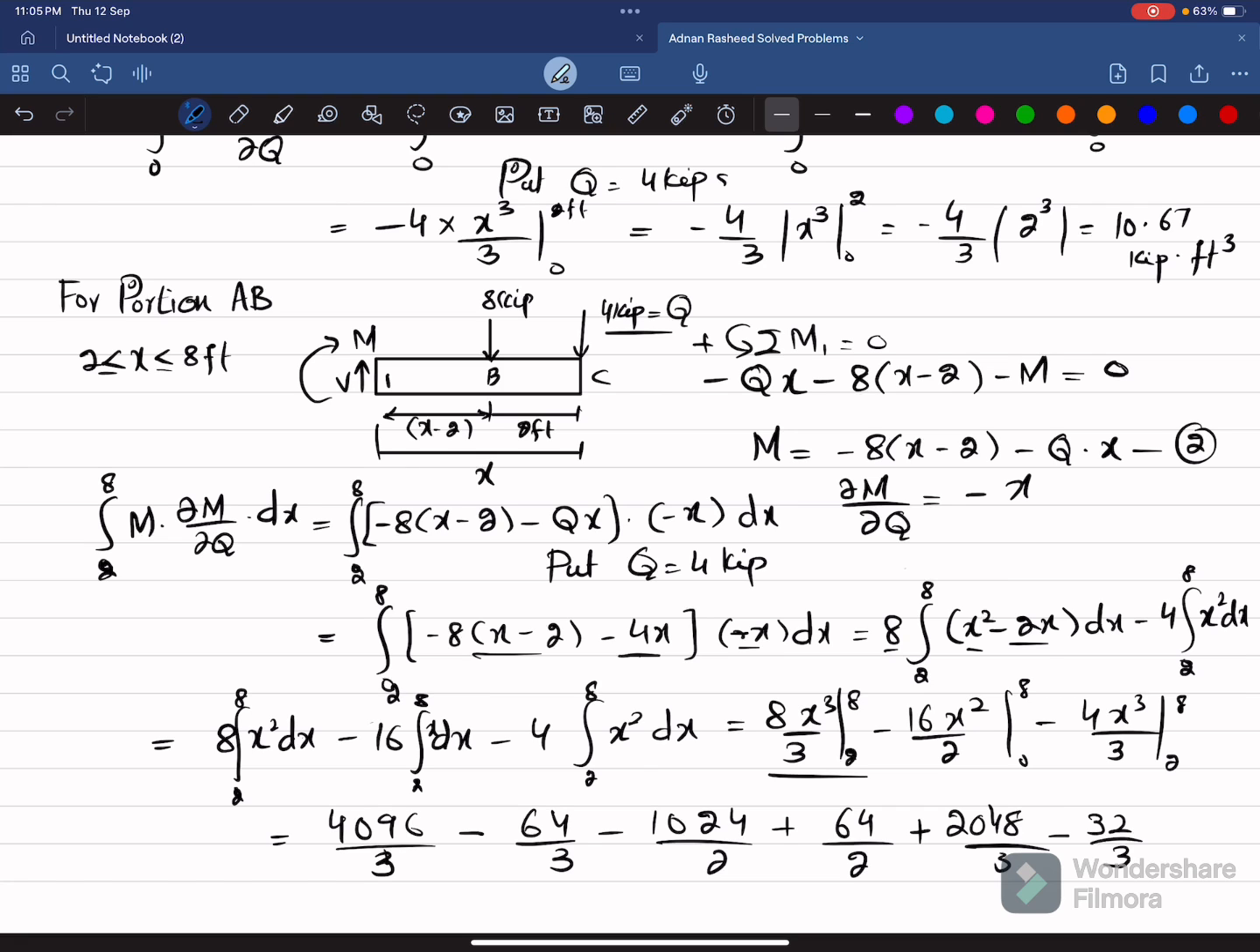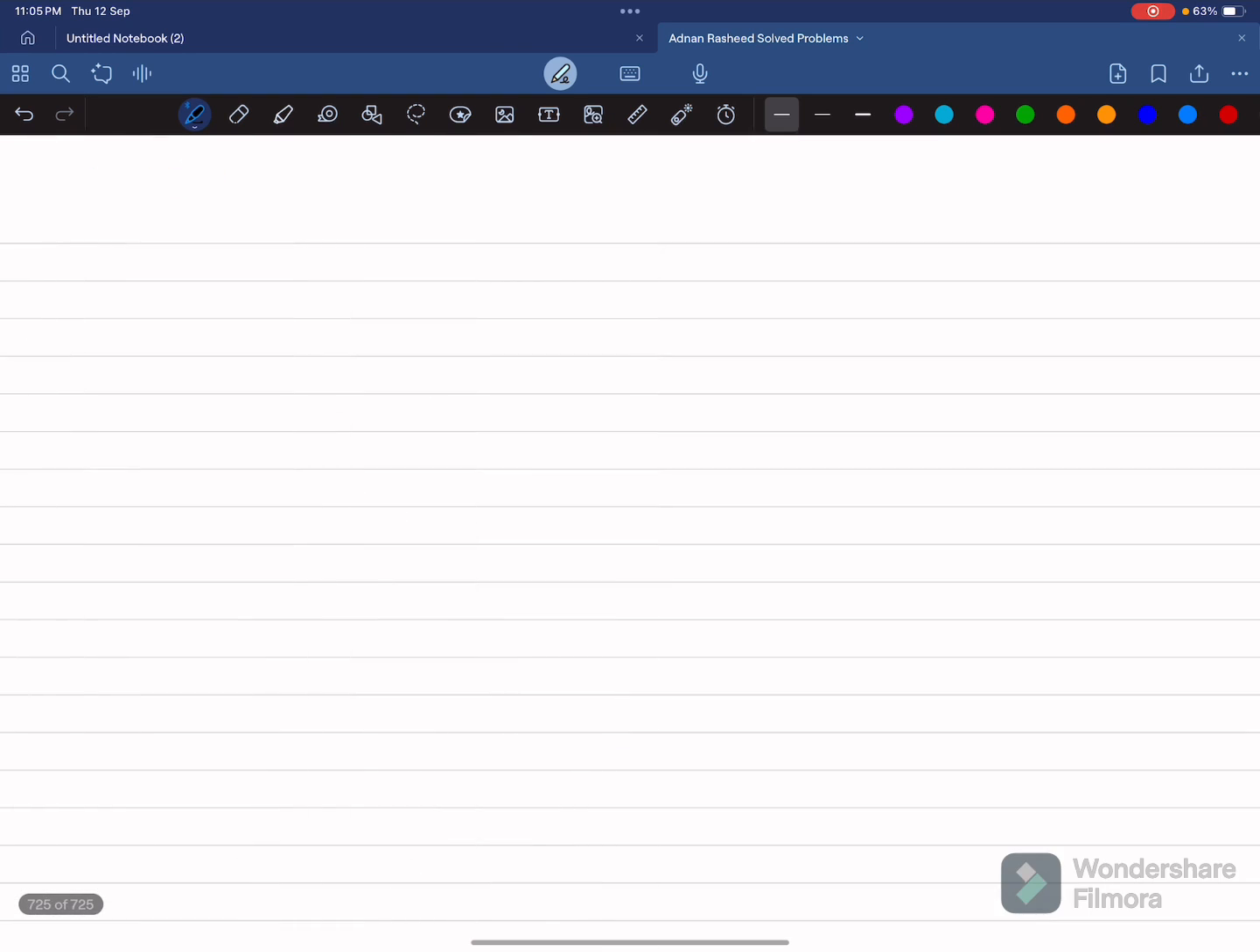So this integral from 2 to 8 of m into partial m over partial q into dx will give us 1536 kip into cubic feet.